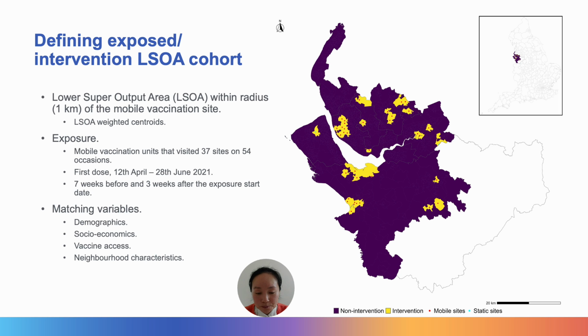demographics, such as proportion of minority groups, socioeconomic condition measured by index of multiple deprivation, vaccine access measured by distance to the nearest vaccine sites, and additional neighborhood characteristics such as population density.